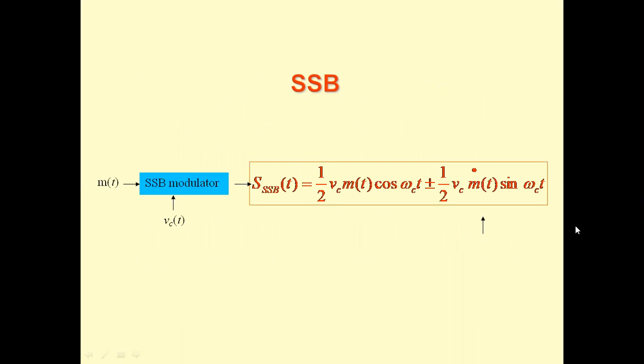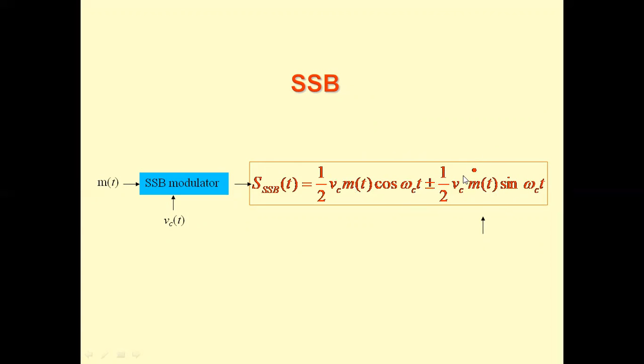So, in order to generate SSB modulation, we require the message signal applied to an SSB modulator, where the carrier is also applied, and we get the SSB modulated signal as s of t SSB equal to half Ac Vc m of t cos omega c t plus or minus half Vc m cap of t sin omega c t. m cap of t is the Hilbert transform of the message m of t.